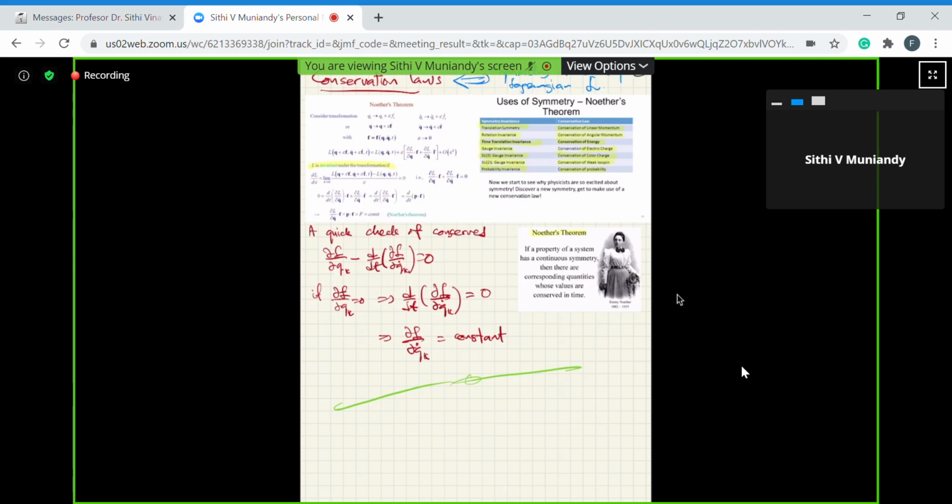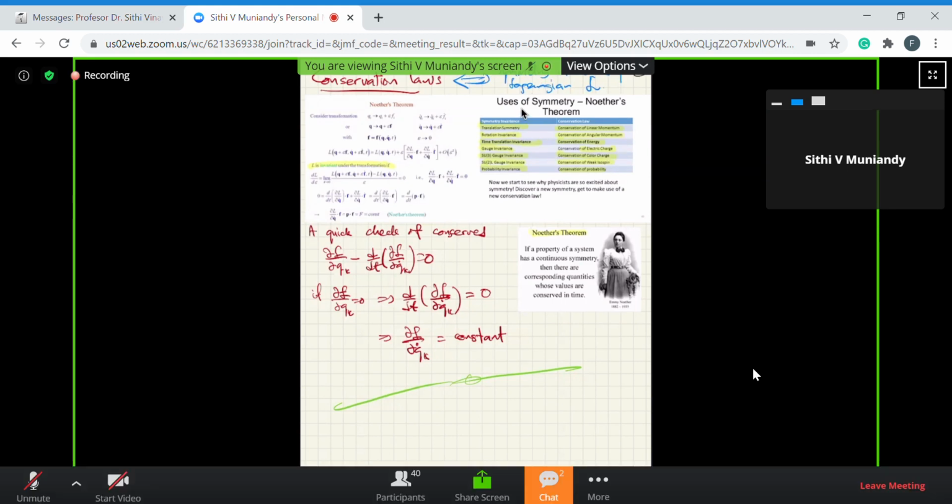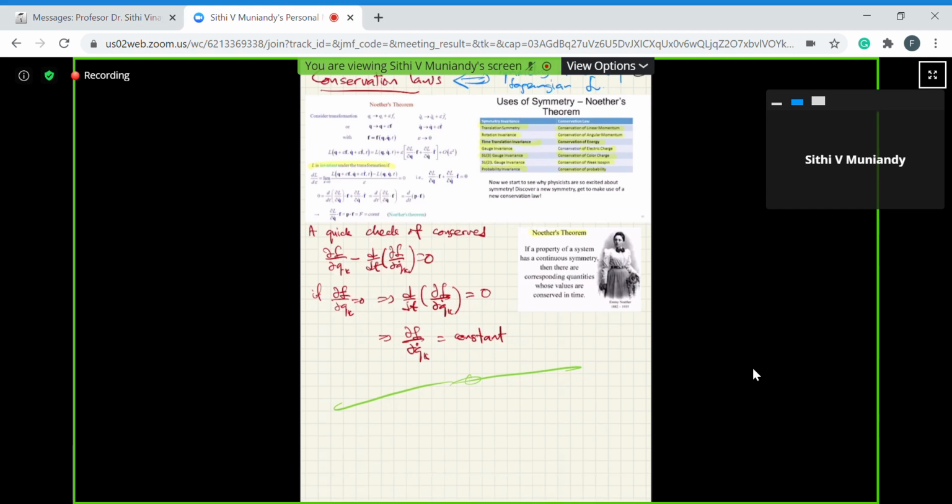So today, let's move to the main point, all right? Let's move to the main point of Hamiltonians and the canonical equations of motion.